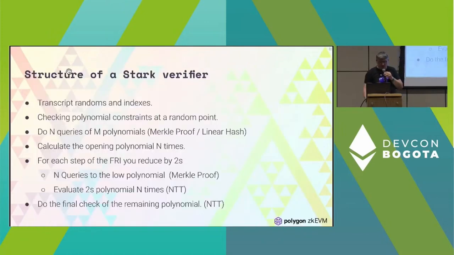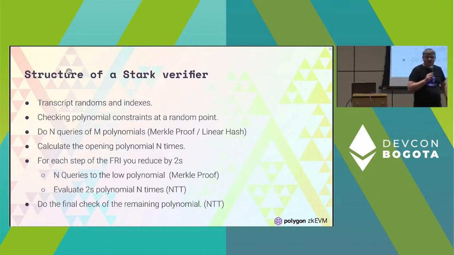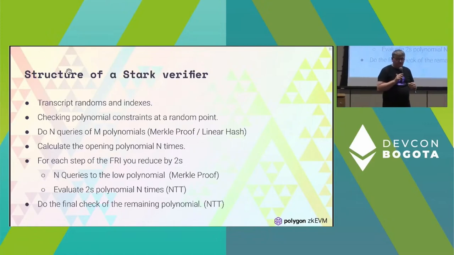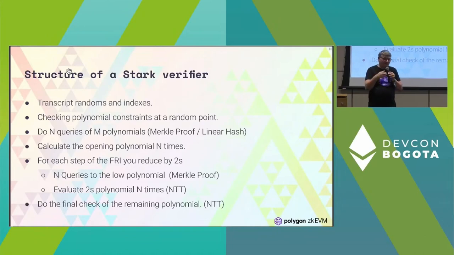Okay, so let's see how we do that. What we want to do is build a circuit. Actually, what we want to build is a circom circuit that, as an input, has a STARK proof. So in the circuit, you have to validate this STARK proof. So we need to dig into what's inside the STARK proof. What does this mean, a STARK proof?